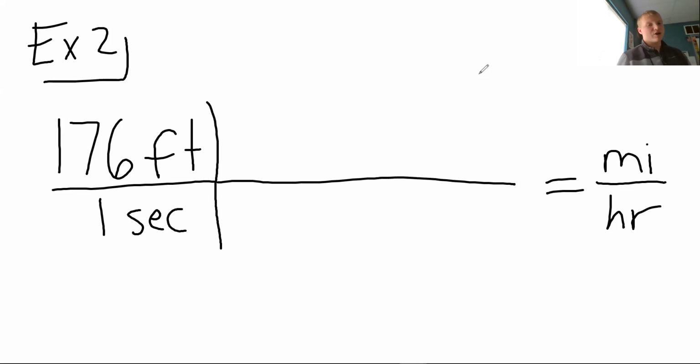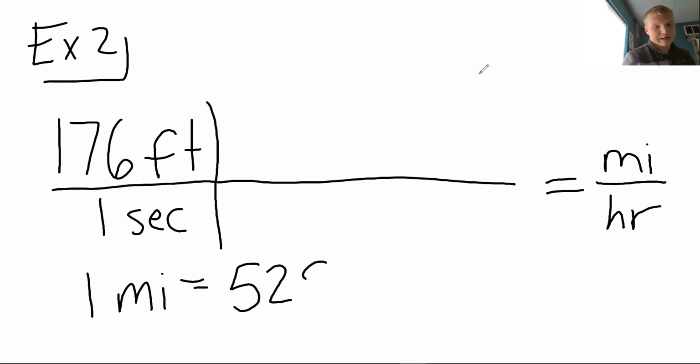So first off, I need to know my conversion factor for feet to miles, which it gives us, and it says 1 mile equals 5,280 feet. And by the way, I do not expect you guys to memorize conversions. I do not expect you to memorize conversions, okay?